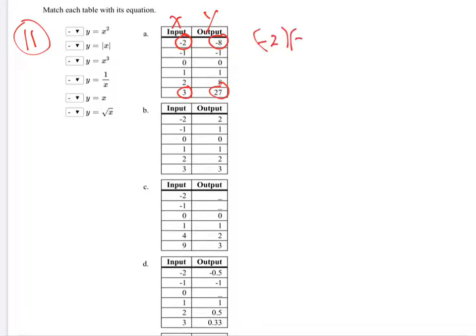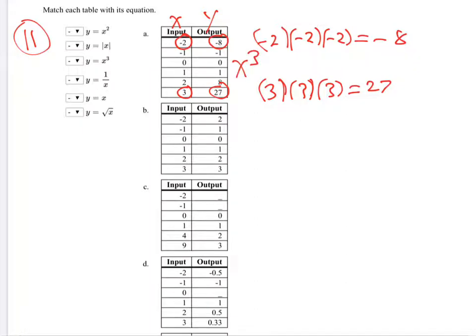It's -2 times -2 times -2 makes -8, huh? They're multiplying it by itself 3 times, aren't they? Just like 3 times 3 times 3 is 27. So they're taking the x's and multiplying them by themselves 3 times. So what function's that? X to the third, huh? Everybody see that? Okay, how about that next one? What's happening here? How does -2 become +2? What are they doing to the x's to get the y's?